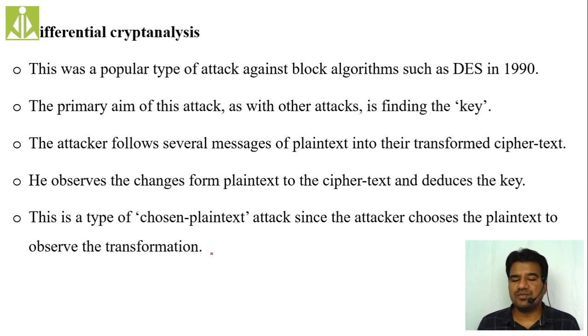So how is he going to find out that key? The attacker follows several messages of plain text into their transformed ciphertext. Whenever they find some ciphertext with respect to some plain text, they will study all those ciphertexts. He observes the changes from plain text to the ciphertext and deduces the key. How the ciphertext is changed according to the plain text, he observes that change, and with that observation he tries to find out the key.